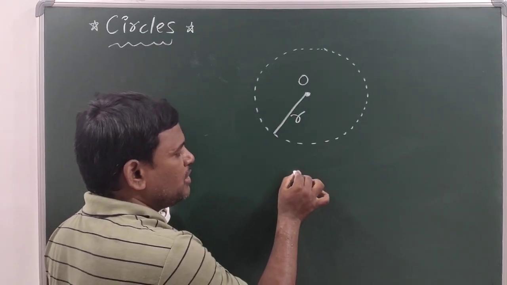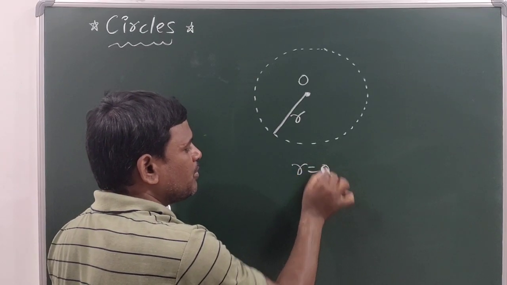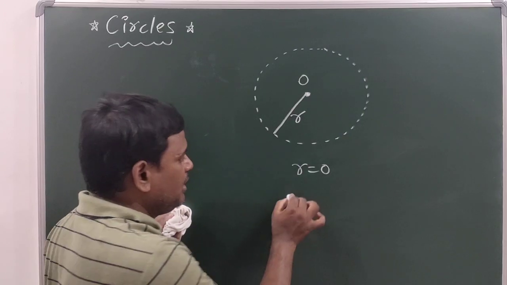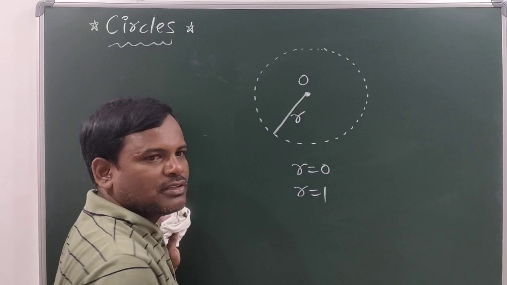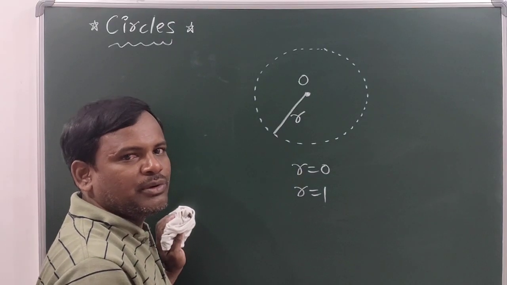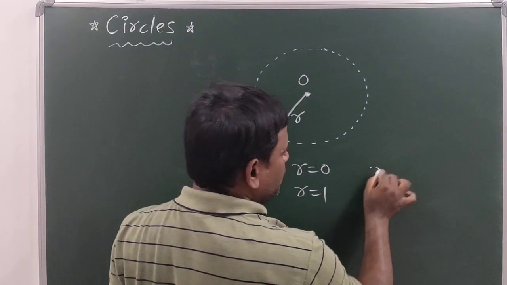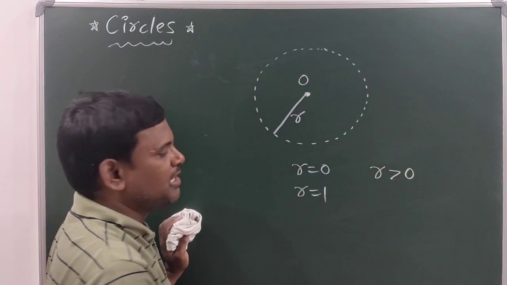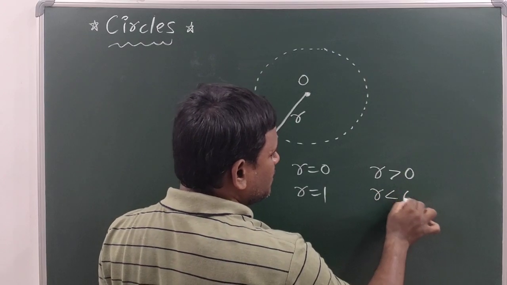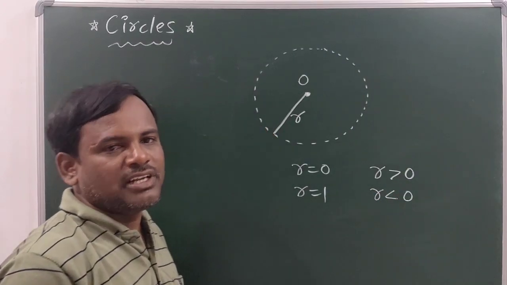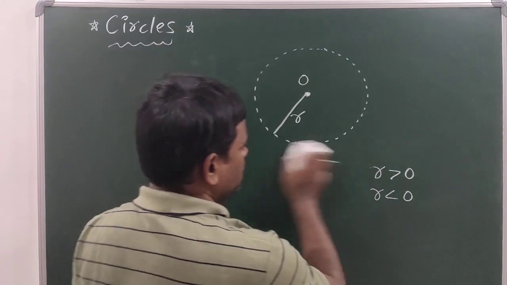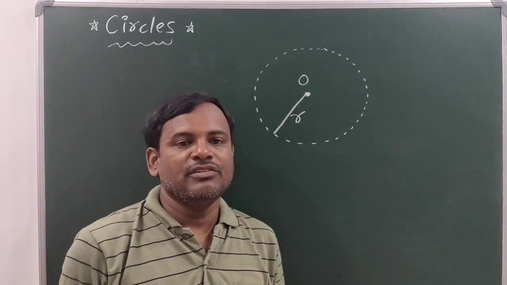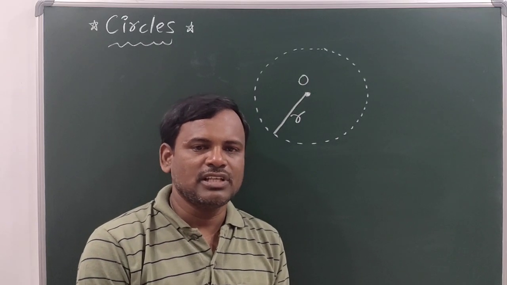So, suppose if this radius is equal to 0, then that is known as a point circle. If radius is equal to 1, then that is known as a unit circle. So, suppose if this R is positive, then that is known as a real circle. If R is negative, then that is known as imaginary circle. Observe that.